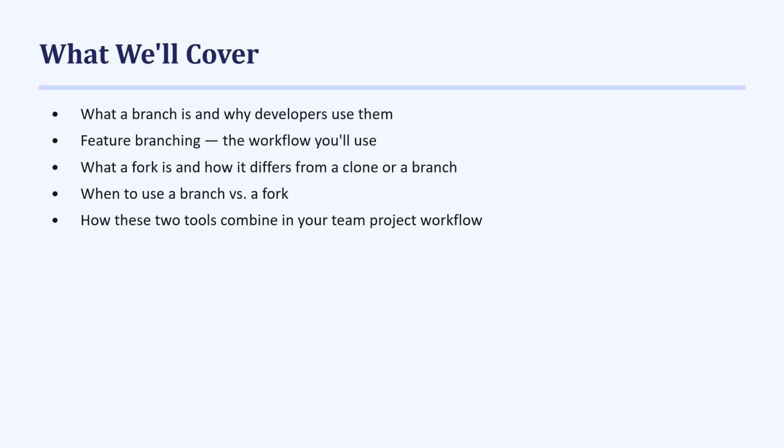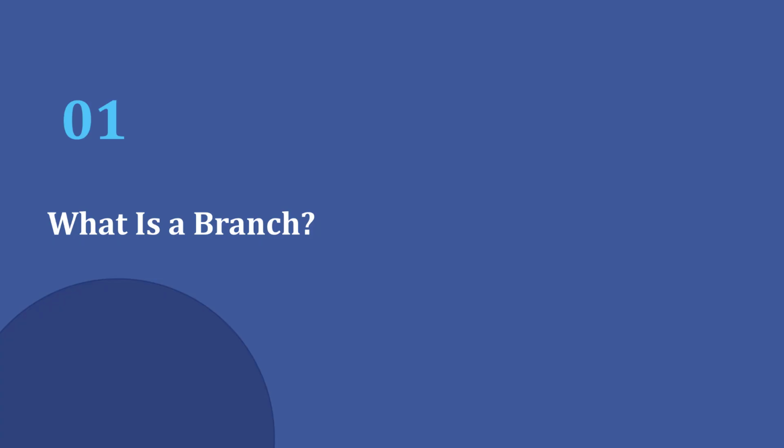Specifically, we're going to talk about what a branch is, why developers use them, and the idea of feature branching, which is the workflow that you'll most likely be using wherever you are. There are different patterns for branching, but I'm going to specifically talk about feature branching. Then what a fork is, and how it differs from a clone or a branch, and then when to use a branch versus a fork, and how these tools can combine together to make team projects really work. So we'll start with, what is a branch?